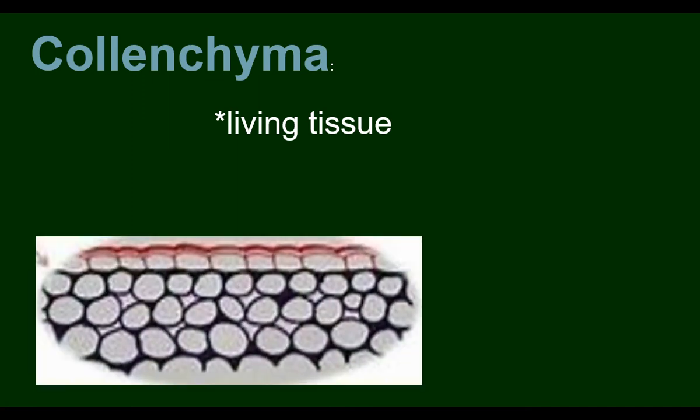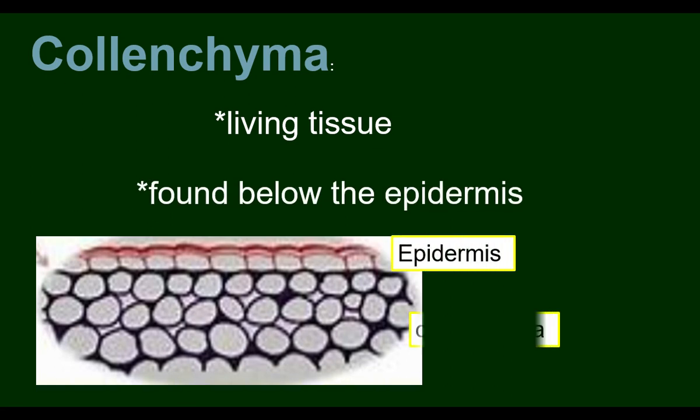The second simple permanent tissue is Collenchyma. It is made up of living cells. It is a living tissue. Collenchyma is found below the epidermis. Epidermis is the outer layer of plant body. It is made up of one layer of cells. Epidermis is a single layer of cells. Epidermis forms the outer part of plant body. Below the epidermis, collenchyma is present.